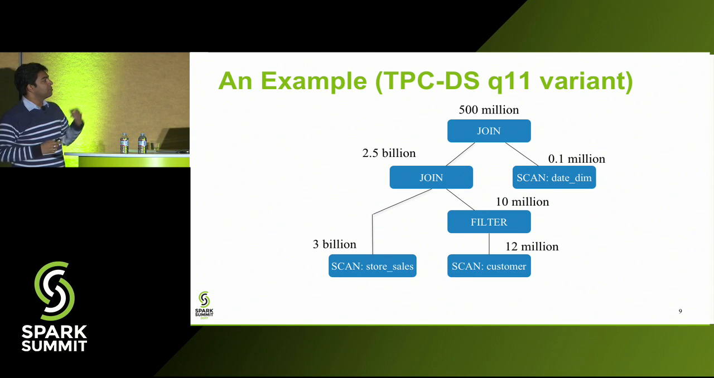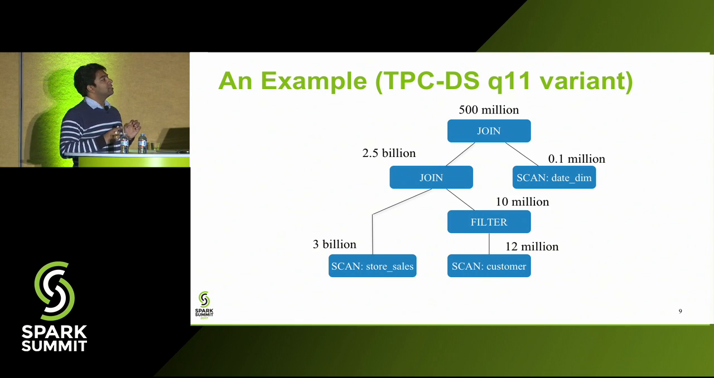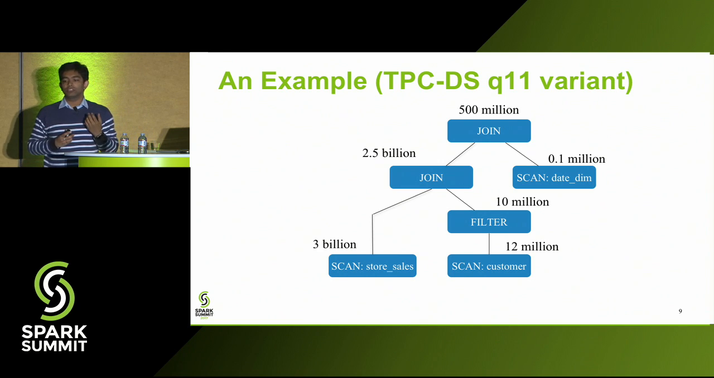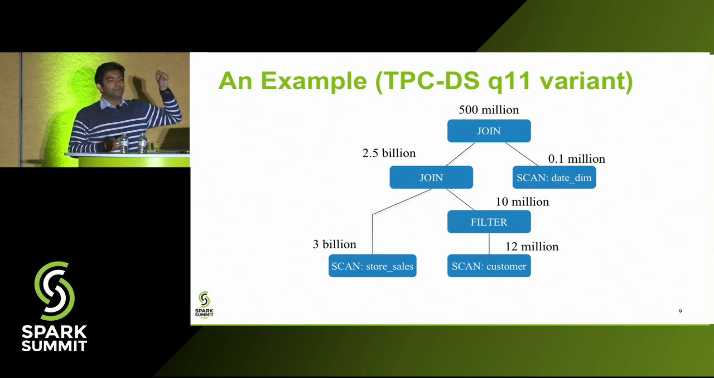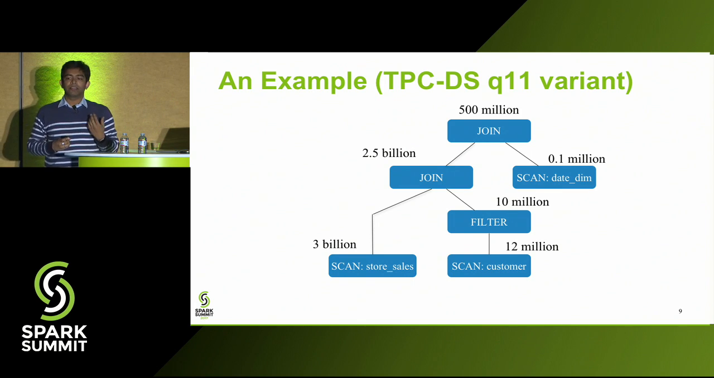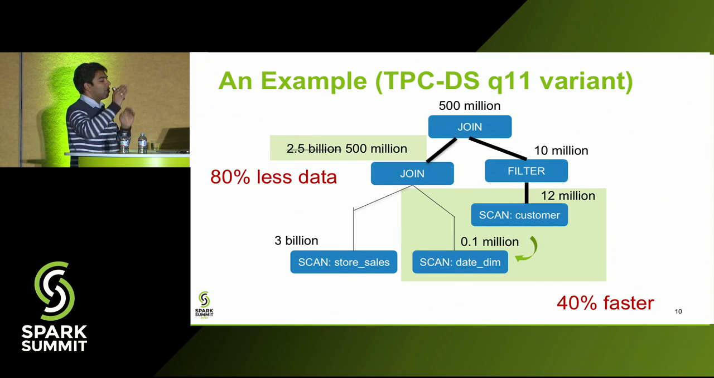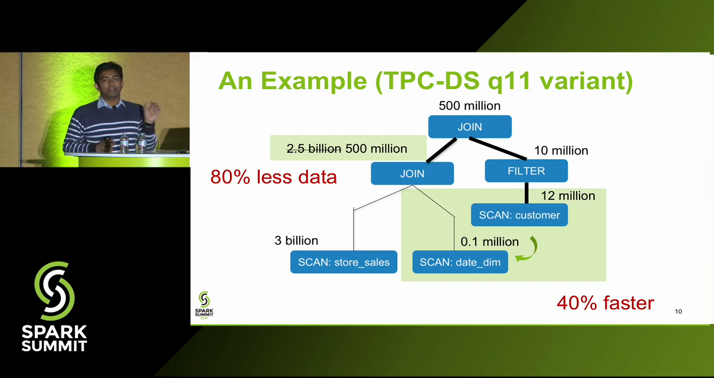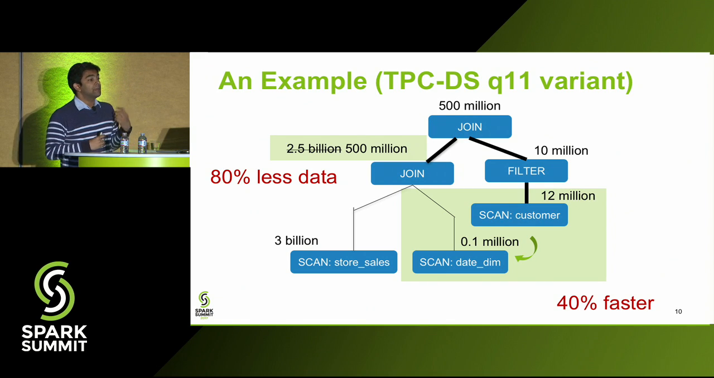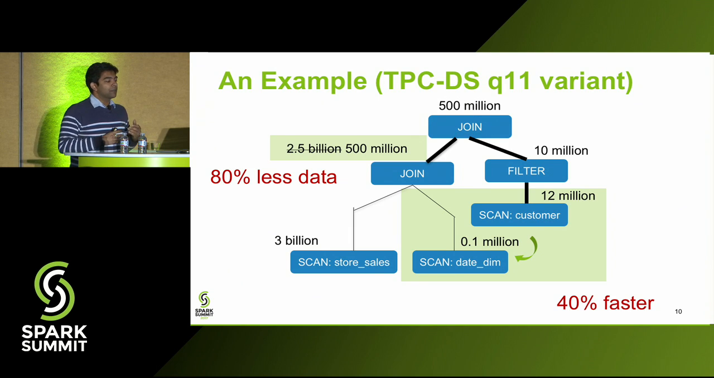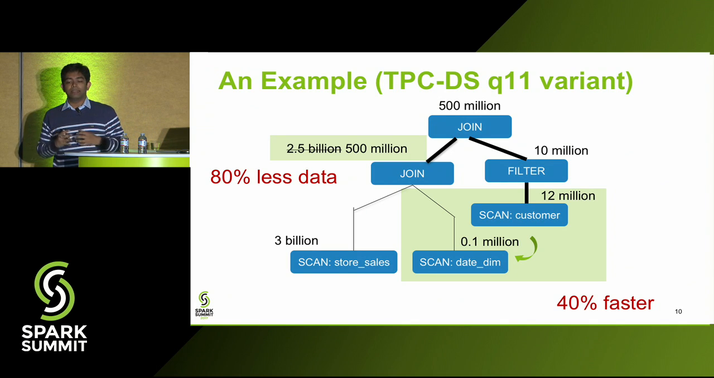Now, many of you might have already noticed that if we were to simply switch the order in which the joins happen, let's say we were to join the store sales table with the date dim table first, perhaps the 2.5 billion rows of intermediate output could be significantly reduced. To put it more concretely, instead of joining store sales with the customer table, we join store sales with the date dim table. We found that the size of the intermediate data, instead of 2.5 billion rows, was just 500 million rows. That's around an 80% reduction in data.